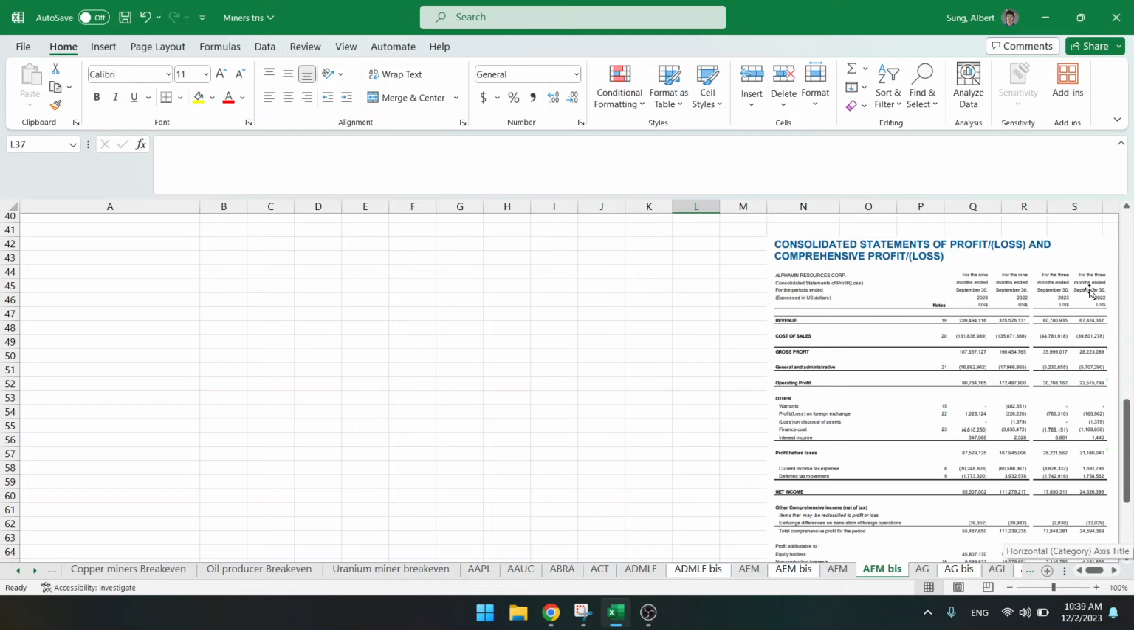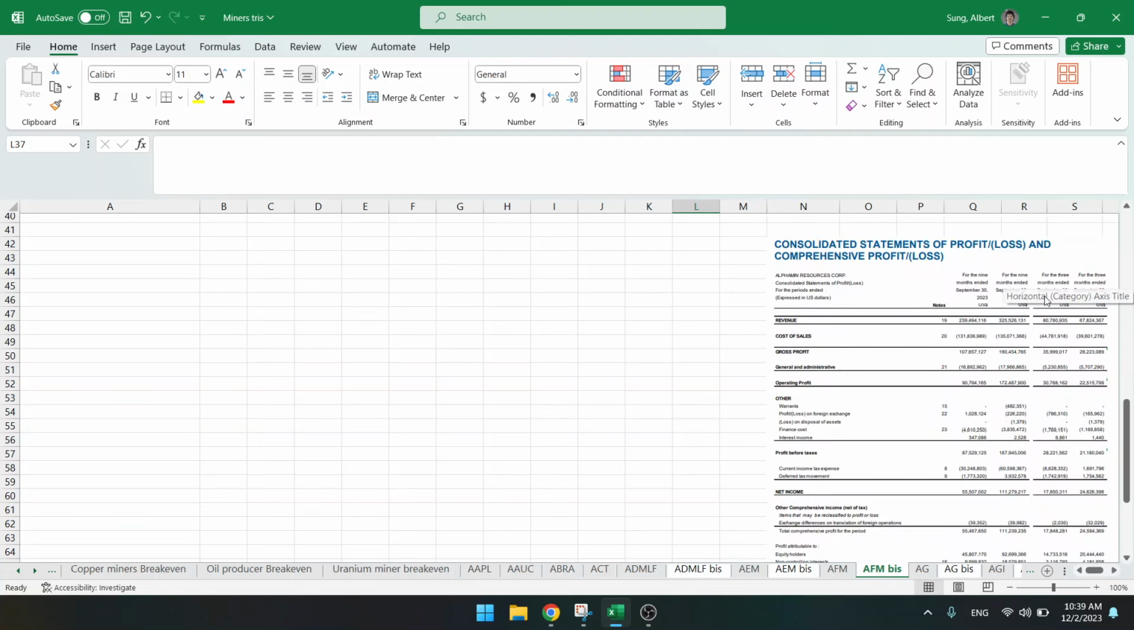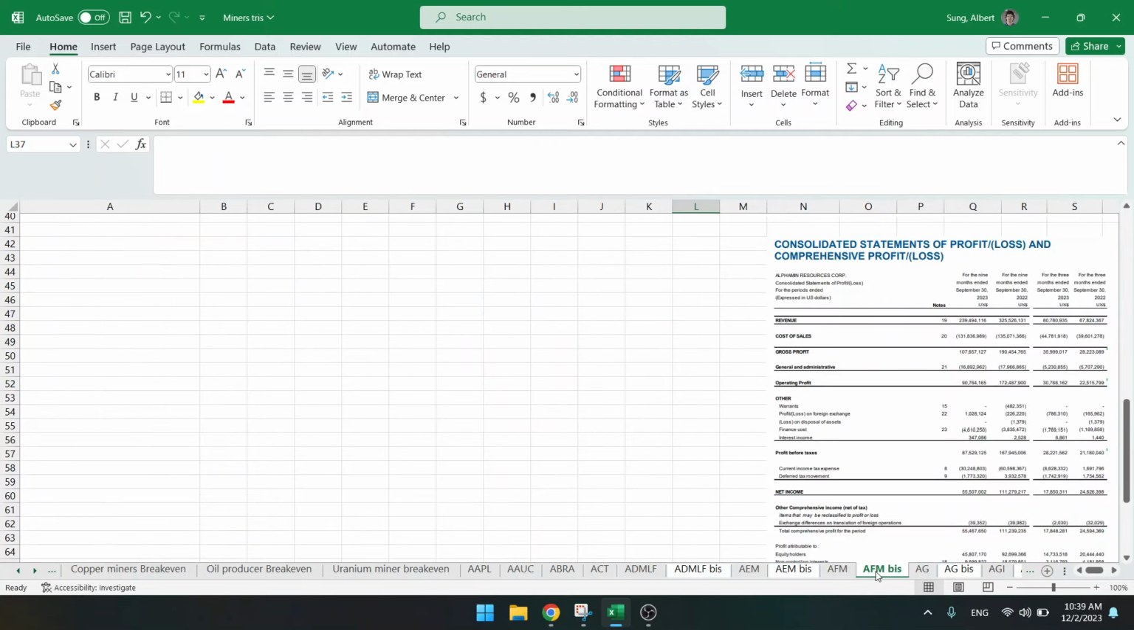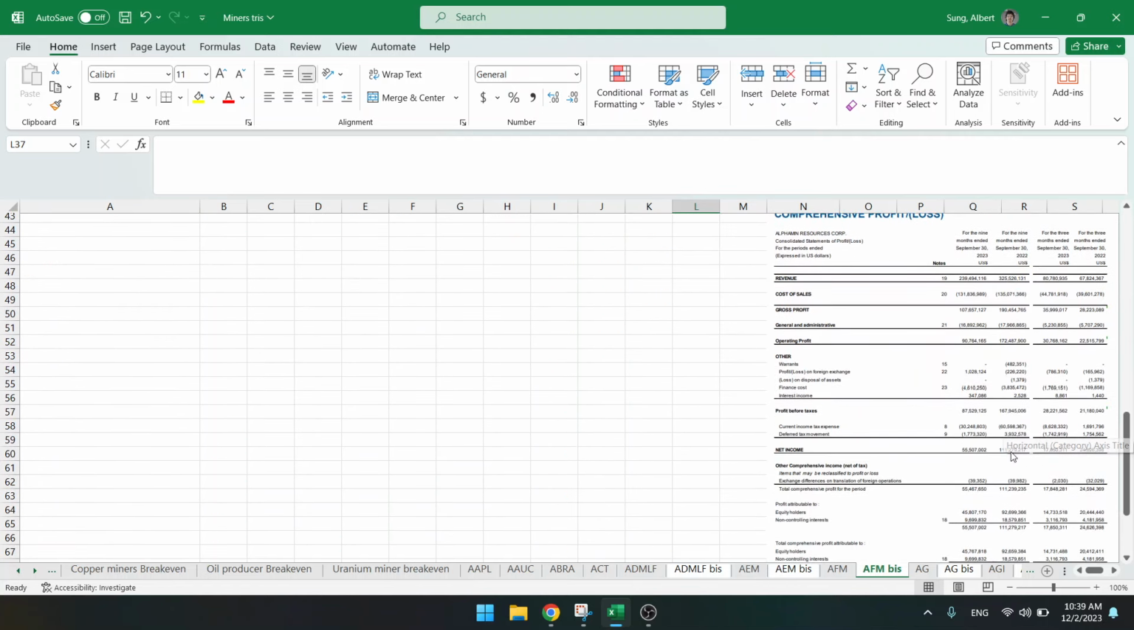Okay, I took the wrong numbers. It should be this one. 80.7. Operating profit 30.7, 30.8. Net income 17.8.